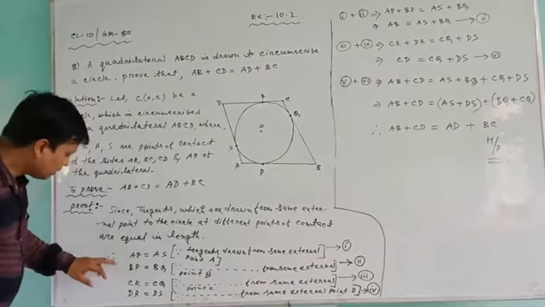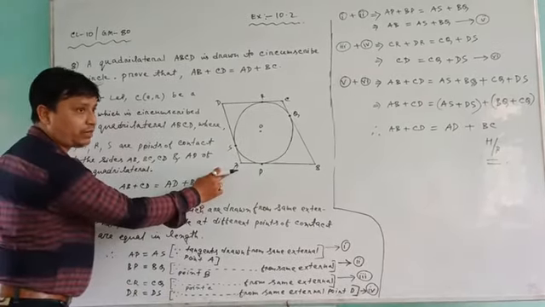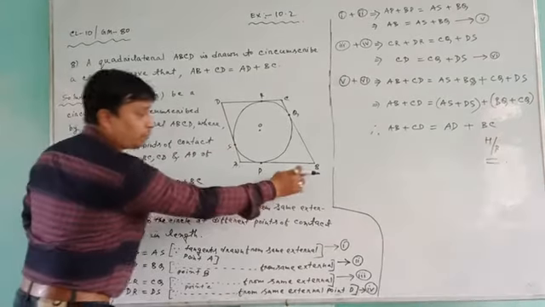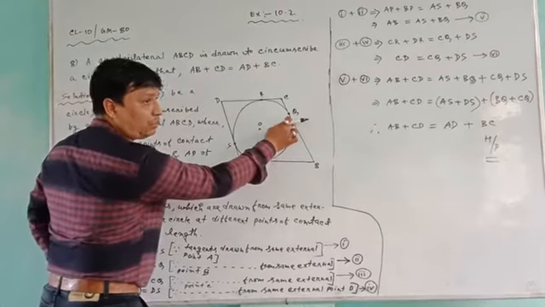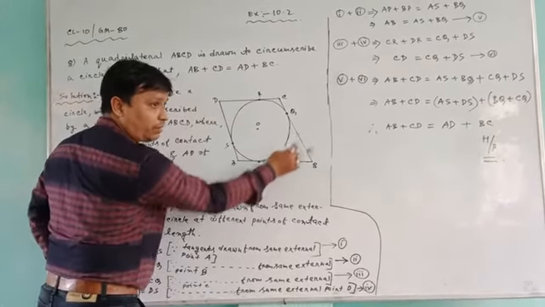Okay. So therefore AP equal to AS, because A is the external point. So that's why AP equal to AS. And then B is the external point. We have drawn BP and BQ. This pair of tangent we have drawn from same external point. So that's why these two are equal.